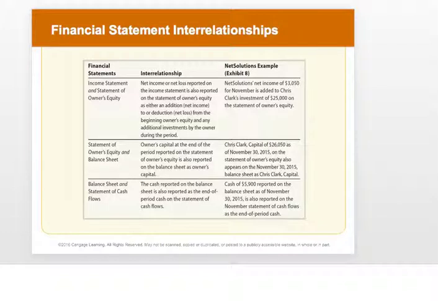And then I want you to see this one exhibit in the chapter. It's always good to read through the exhibits just so that you know how the statements are related, the interrelationship between the statements.